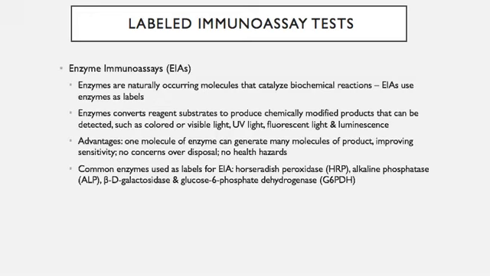An advantage of this method is that one molecule of enzyme can generate a lot of molecules of product, so that improves sensitivity, and then you don't have any concerns over disposal. There are no health hazards with this one. Some common enzymes that are used as labels for this type of testing are horseradish peroxidase, alkaline phosphatase, beta-galactosidase, and glucose-6-phosphate dehydrogenase, G6PD.